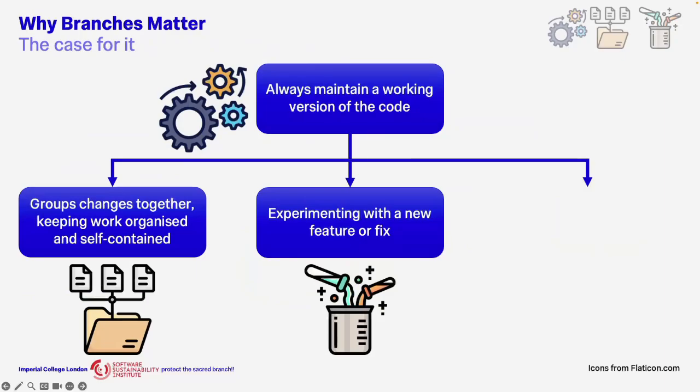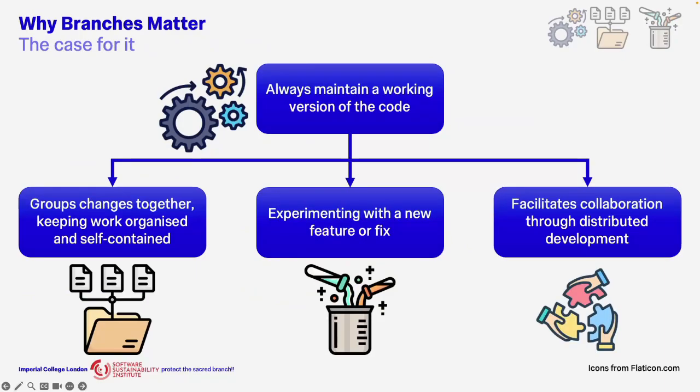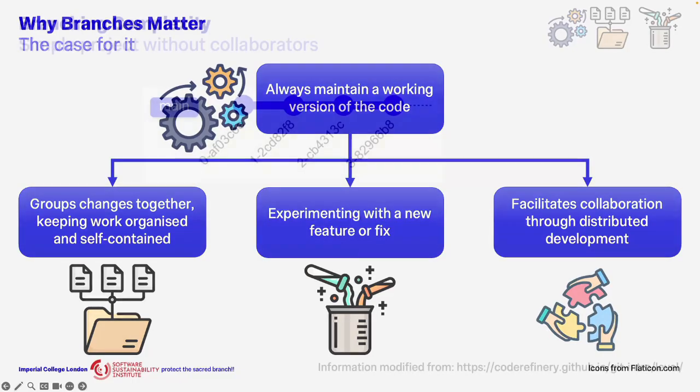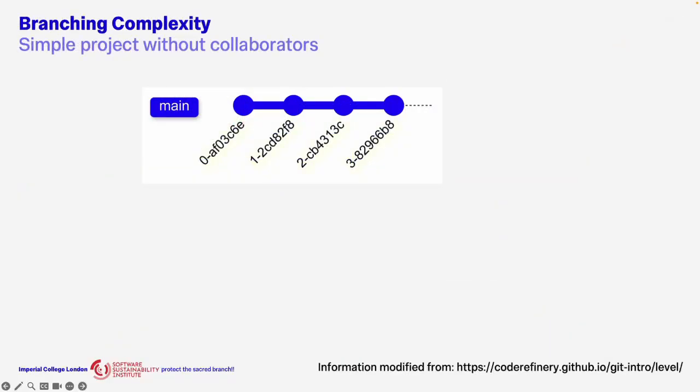Finally, the main reason why most people use branches is because it facilitates collaboration through distributed development. As each person has a version of the code to work with and can do whatever they want without fear of messing up someone else's code, they can develop features independently. We've seen the rationale behind the use of branches, but how should we manage the way we create the branches?